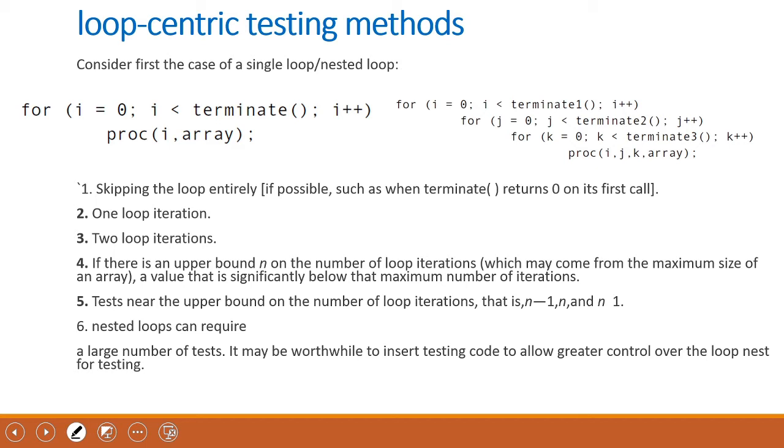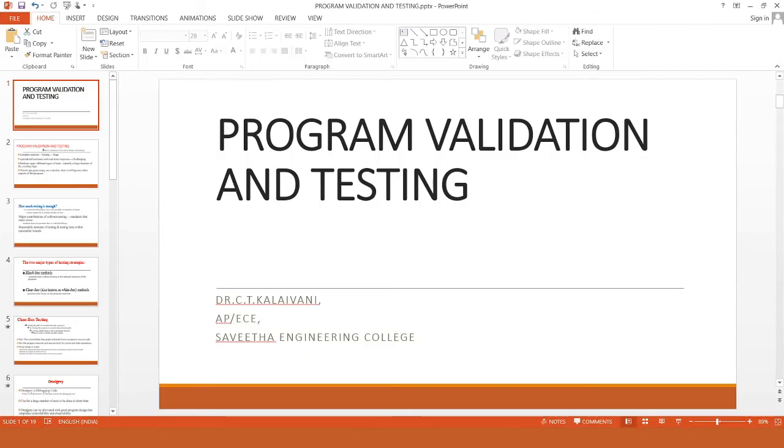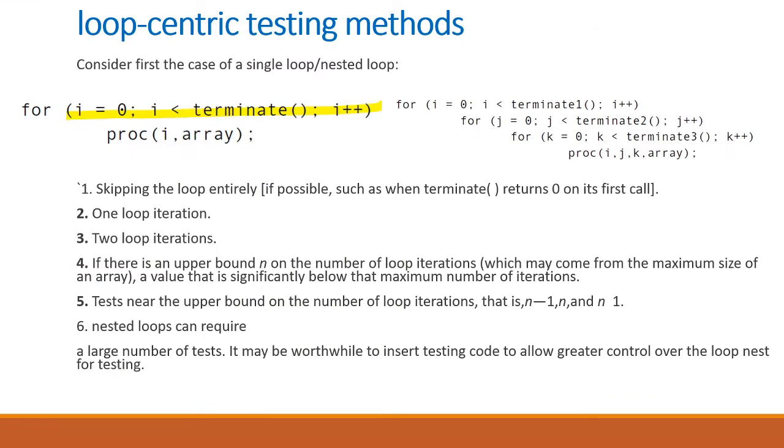Under this loop-centric testing method, we can see the first for loop. While we are testing using the loop-centric testing method, we will skip the loop entry. Only one iteration we will test, or two iterations we will test. We will check the upper bound and the lower bound, and in between we want analysis.